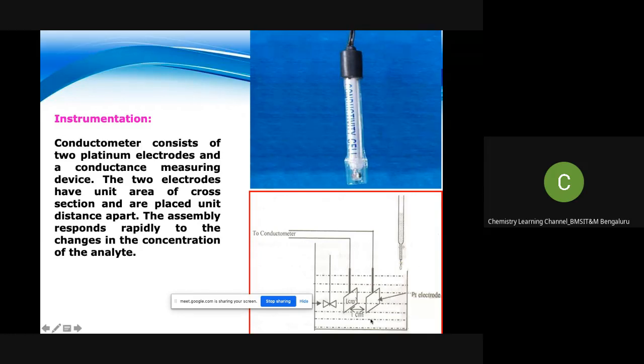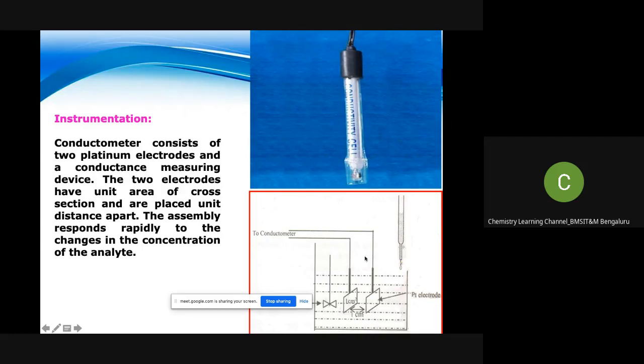So what is the setup of the experiment? We have the beaker. In the beaker, we are going to take the sample or the solution which is to be analyzed, whose concentration, or the amount of the species present in that solution, is to be known. So whatever the test solution is, that is taken in this beaker. And it is also equipped with a stirrer. Stirrer is for stirring the solution.